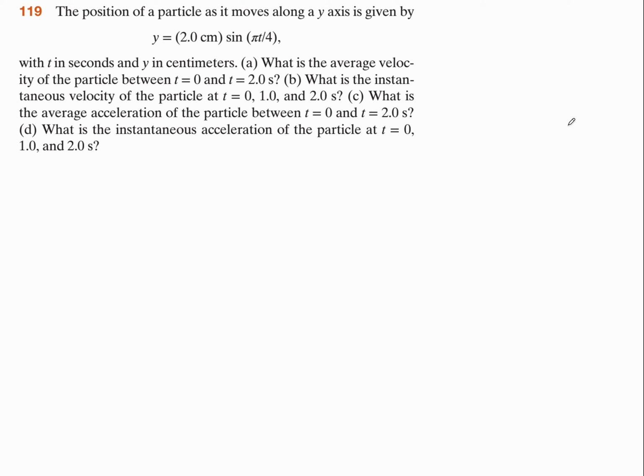To 19. We've got the position of a particle given along the y-axis by 2 centimeters times the sine of pi t over 4, where t is in seconds and y is in centimeters. First question, what's the average velocity of the particle between 0 and 2 seconds?